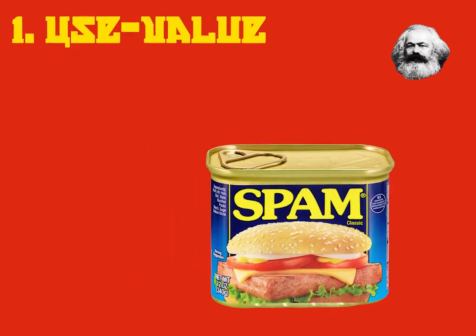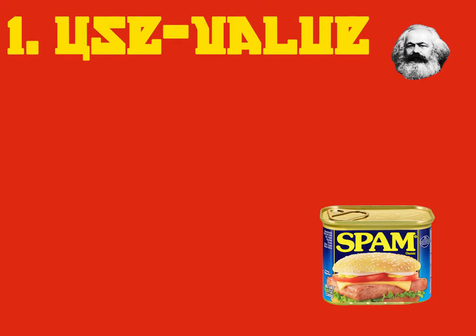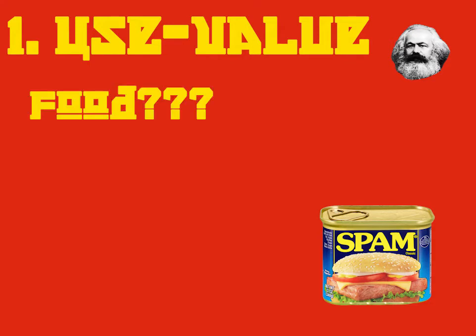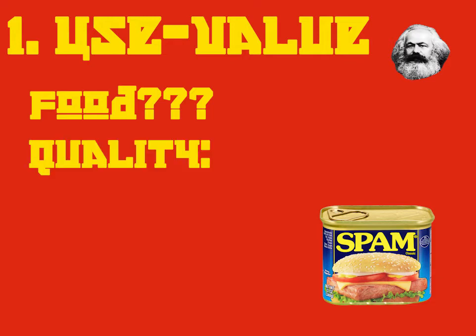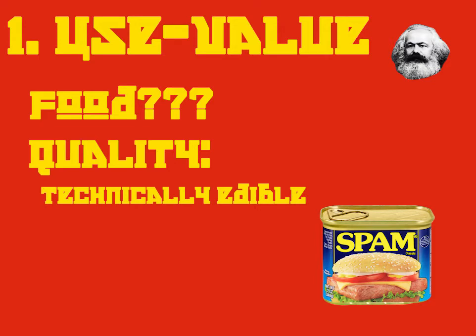The use value of spam is, essentially, what it's useful for. Now, I'm pretty sure that you eat spam, so let's just say that its use value is as food to sustain a human being. This is what Marx calls the qualitative value of spam, essentially a fancy way of saying that it's a certain attribute unique to spam that makes it useful. In this case, the attribute would be that it is technically edible. If you instead tried to eat a hat, it wouldn't end well for you because a hat has a completely different use value.